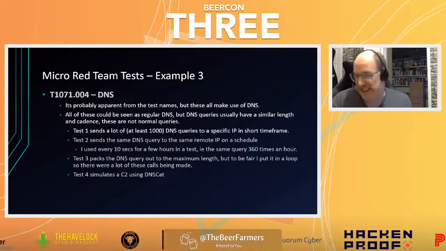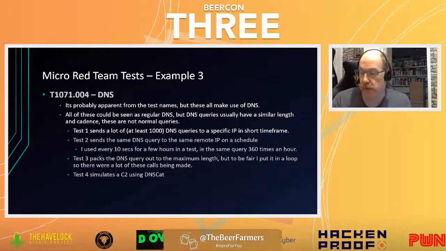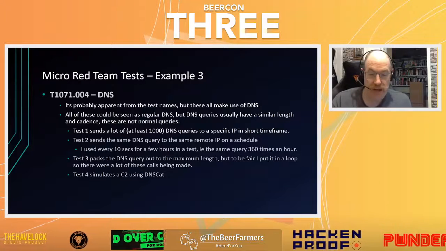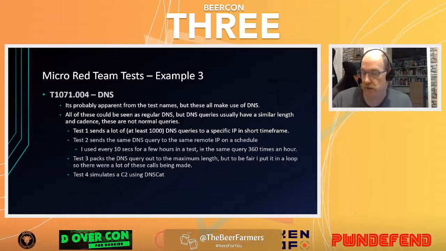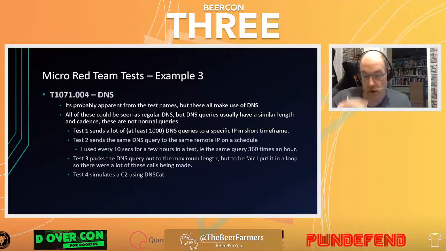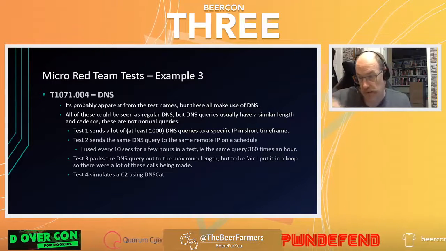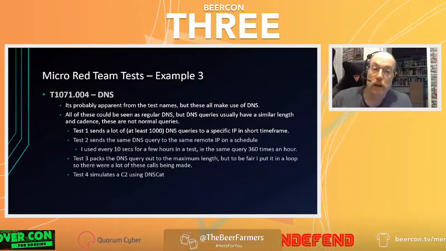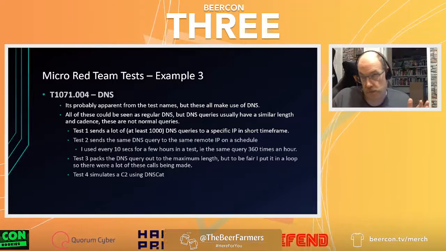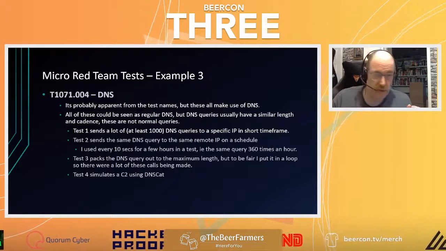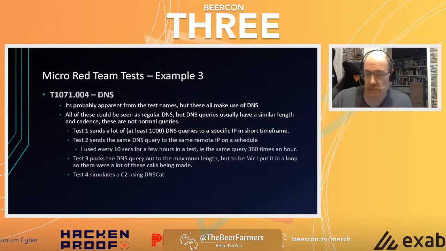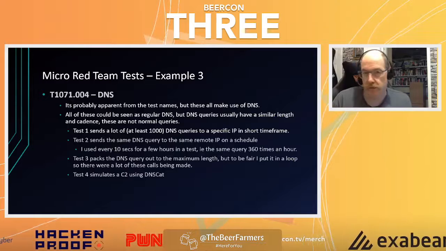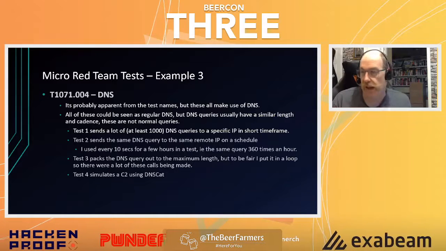So the first one sends out a lot of DNS queries to a specific IP in a short time frame. Not normal DNS behavior. The second one does the same thing, but instead of a lot in a short time frame, it's just sending them out on a regular pulse. Test 3 shoves the DNS query up to as long as it can be, which I think is 254 characters. And again, unusual.